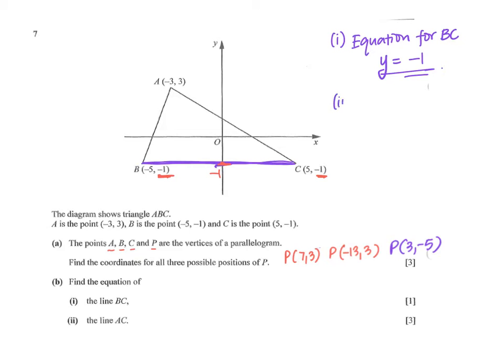Part 2. Find the equation for the line AC. I have now AC. AC is this line over here. This is a slanted line. That means I will need to use the equation for a slanted line to be y equals to mx plus c. So let's first find the first step to find m. M is the gradient. So the gradient equals to, we're going to use 2 points.